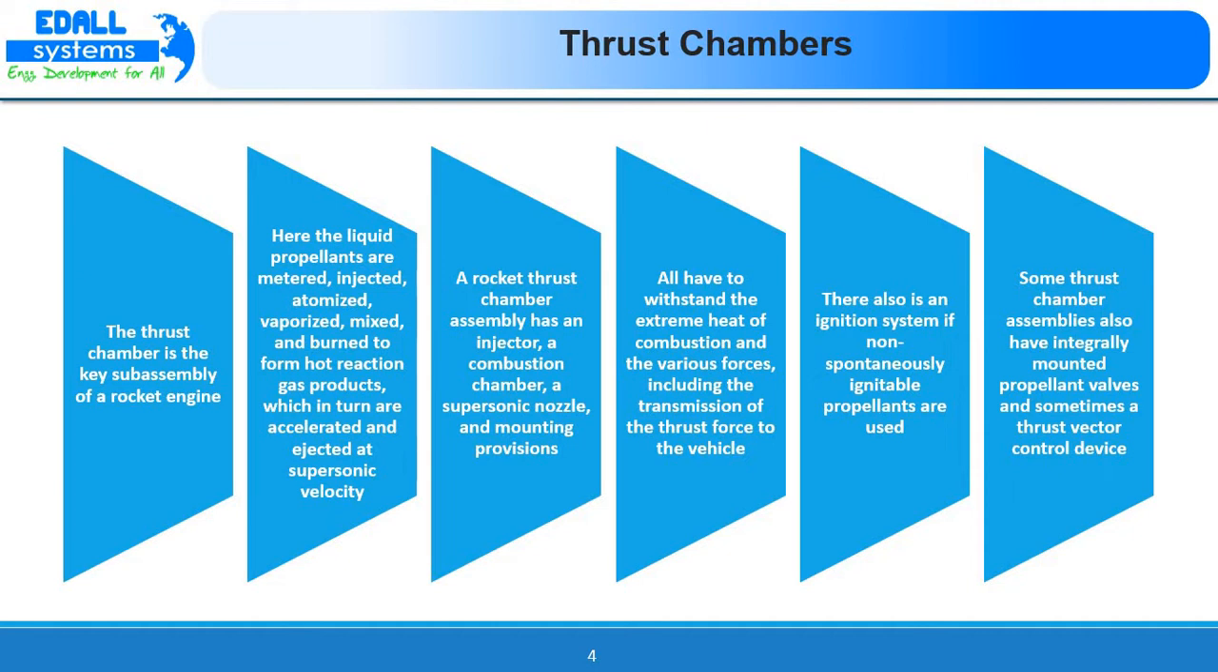The structure should be strong enough to withstand all such heat loads, stresses and strains acting with this complex combustion reaction as well as the thrust generation happening in the nozzle. There is also an ignition system if non-spontaneously ignitable propellants are used. Some engines may use non-spontaneously ignitable propellants, in which case we will need an ignition system. Some thrust chamber assemblies also have integrally mounted propellant valves and sometimes a thrust vector control device. Based on the applications, the components will change, but the classic or conventional configuration for a thrust chamber includes an injector, the combustion chamber, and a nozzle.